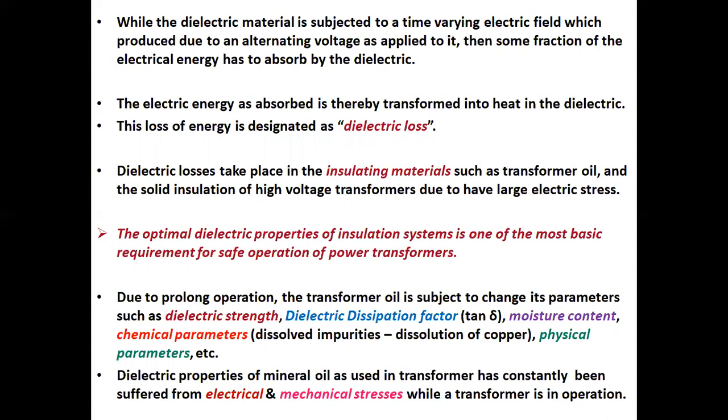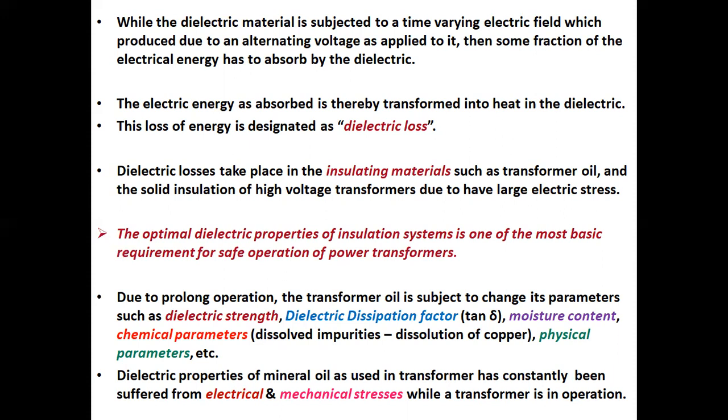Dielectric losses take place in insulating materials such as transformer oil and the solid insulation of high voltage transformers due to large electric stress. The optimal dielectric properties of insulation systems are one of the most basic requirements for safe operation of power transformers. Due to prolonged operation, the transformer oil is subject to change in its parameters such as dielectric strength, dielectric dissipation factor tan delta, moisture content, chemical parameters, that is dissolved impurities, dissolution of copper, and physical parameters, etc.